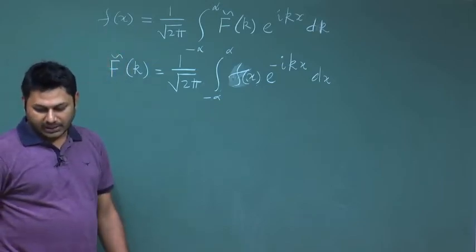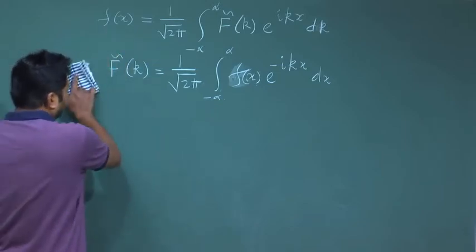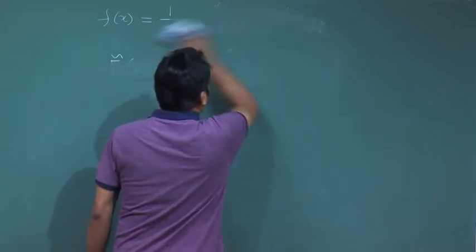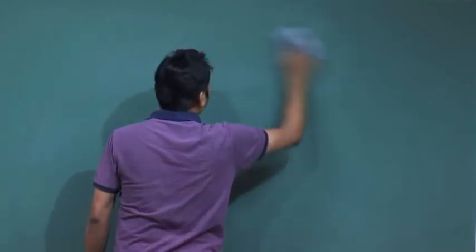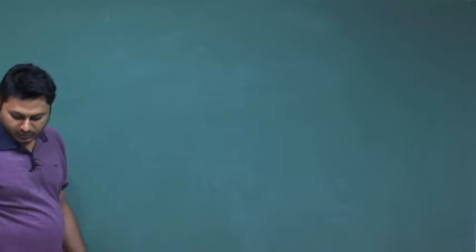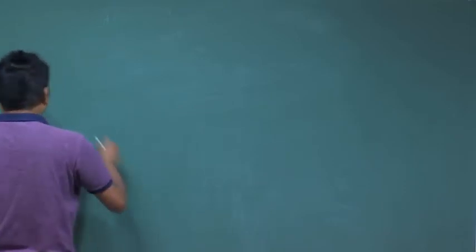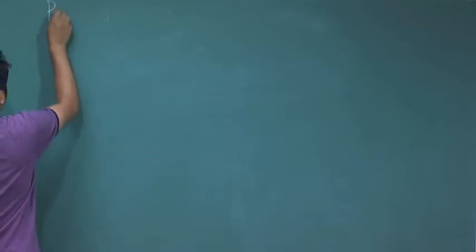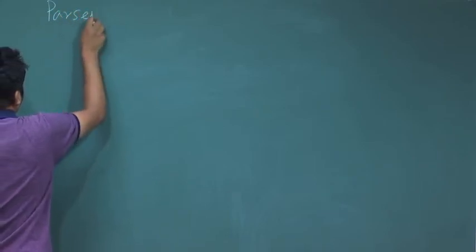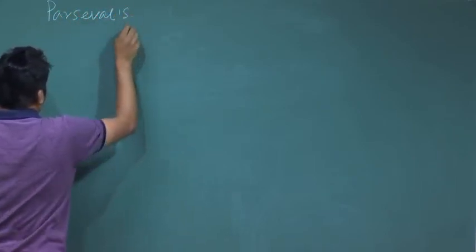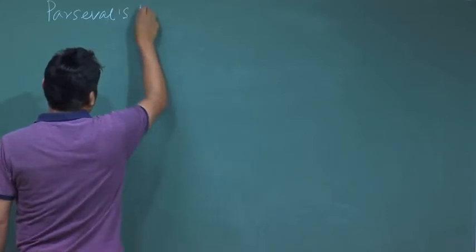So today we will extend something. Okay, this we know. Now today we would like to know a few identities, which is called Parseval's relation.